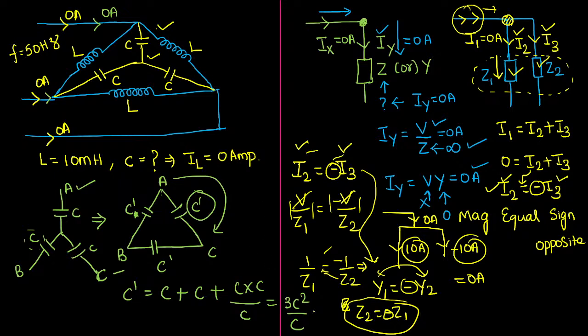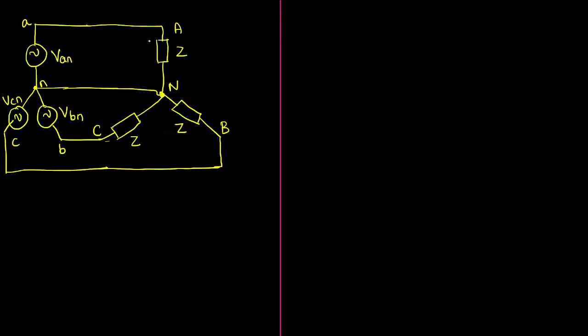So the value of C dash will become 3 times of C. What I have understood is C dash will be 3 times of C. Now draw this network. I am transforming this network from star to delta. The new network will be like this.